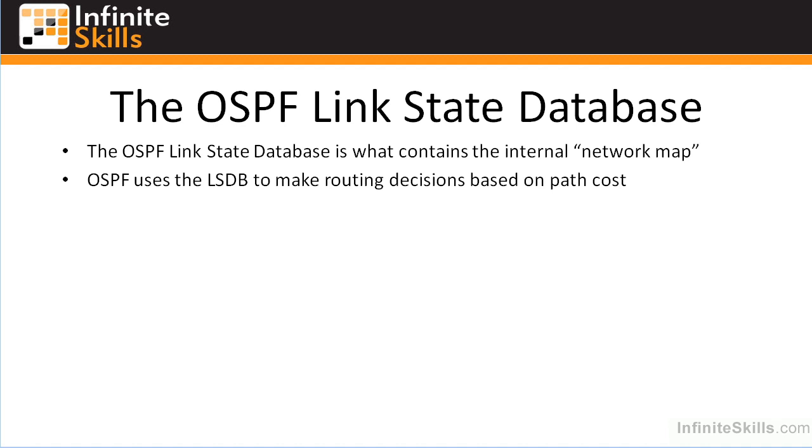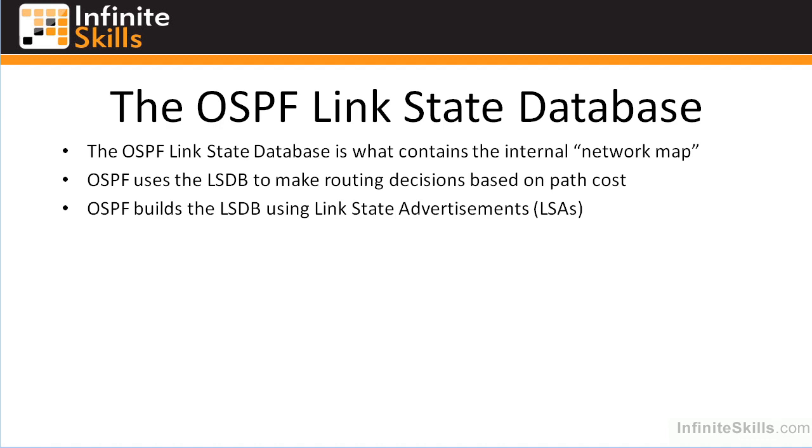Since the link state database contains the routers and link speeds and bandwidth and delay and all of the little bits of information OSPF needs to make its decisions, the router can very quickly build the internal network map. Now, how does the link state database get populated? OSPF builds the link state databases using link state advertisements, or LSAs.